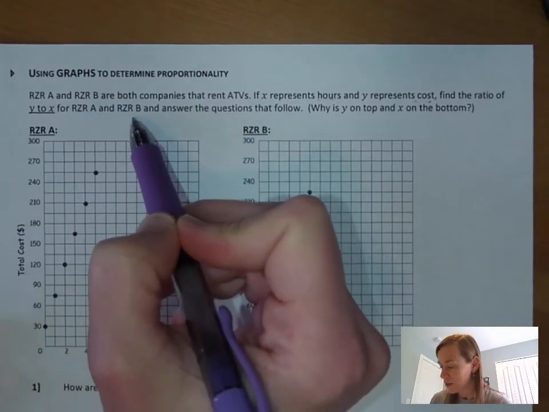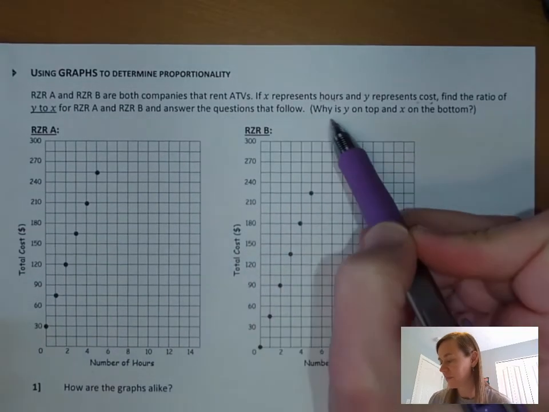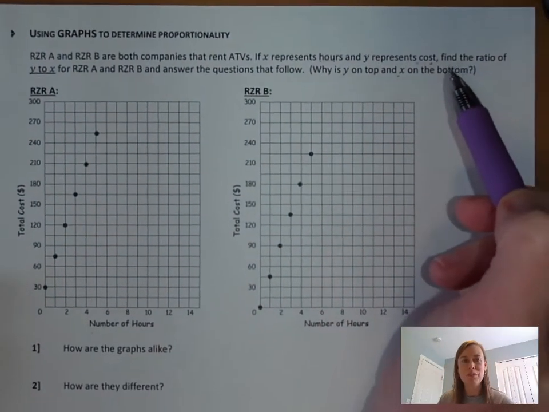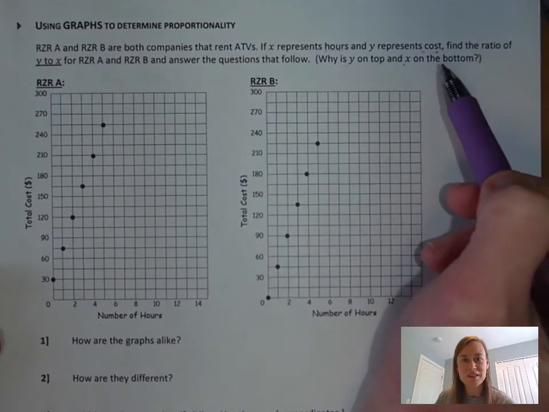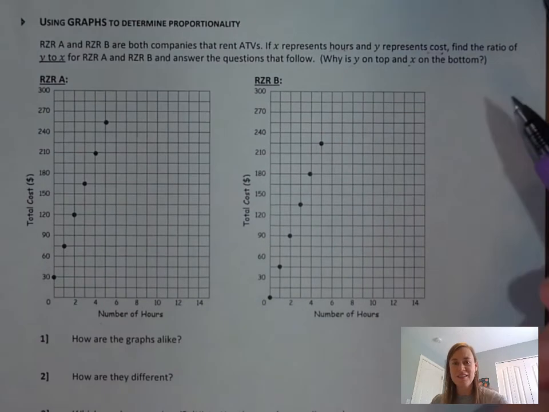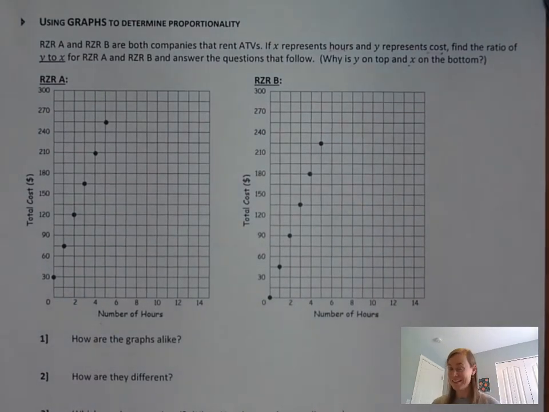For Razor A and Razor B, and answer the questions that follow. And then they ask again, why is Y on top and X on the bottom? Same reason. When we're comparing rates of change and ratios and things like that, the Y is always going to go on top and the X is going to go on the bottom, and you're going to hear lots and lots about that in 8th grade math too.